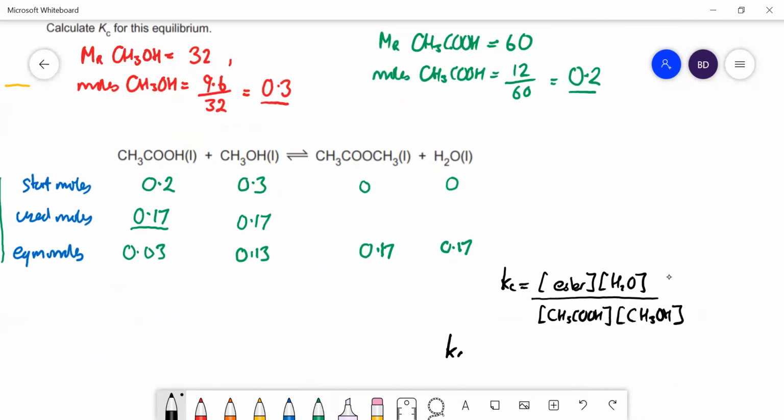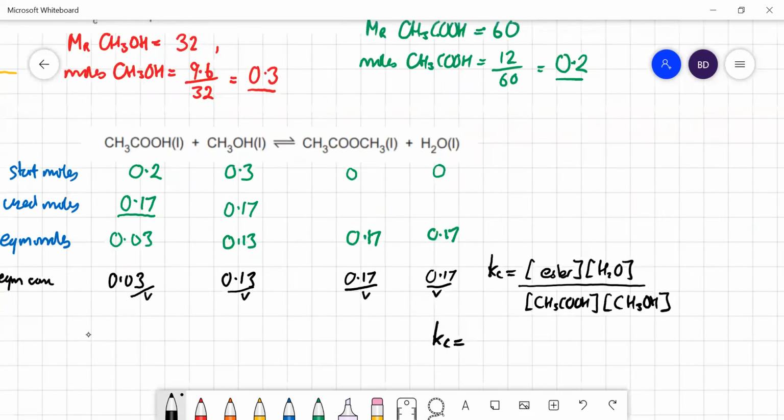So Kc, and now, that's the moles, and we should really do concentration. Now we don't know the volume of this, but we can say the equilibrium concentration is moles over volume. So that's 0.03 over V and 0.13 over V, and these V's are all going to cancel out. It doesn't always cancel out, but it does when you've got the same number of moles on both sides of the equation, which we've got here, and so they'll all go.